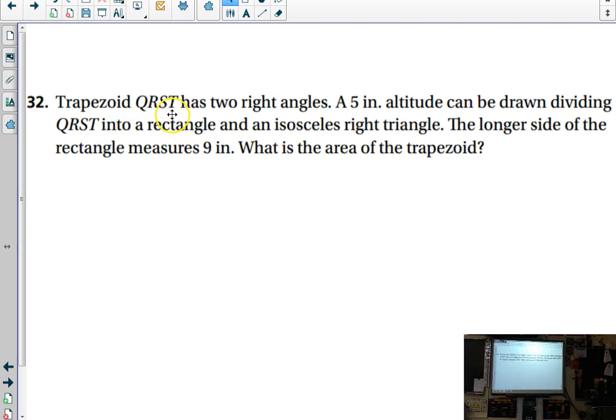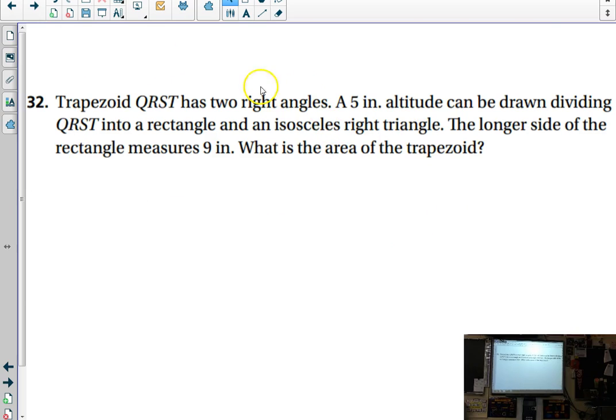Trapezoid QRST has 2 right angles. A 5-inch altitude can be drawn dividing QRST into a rectangle and an isosceles right triangle. The longer side of the rectangle measures 9 inches. What is the area of the trapezoid?